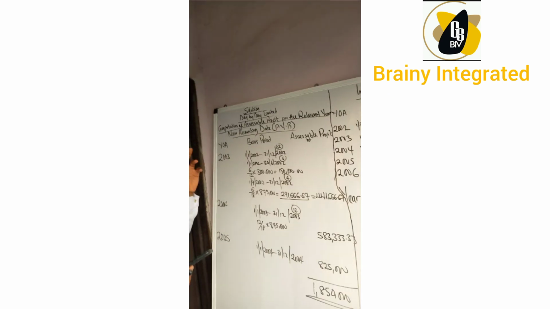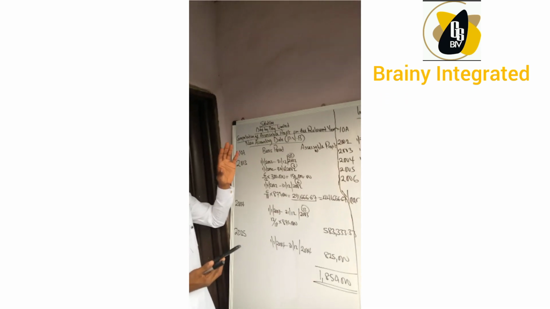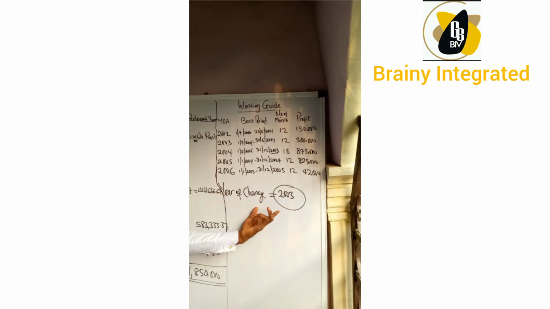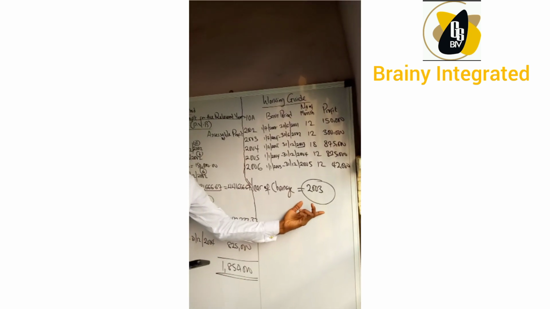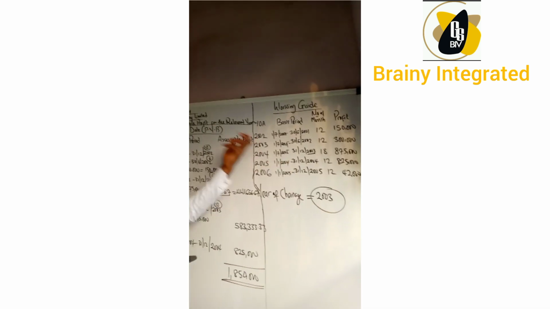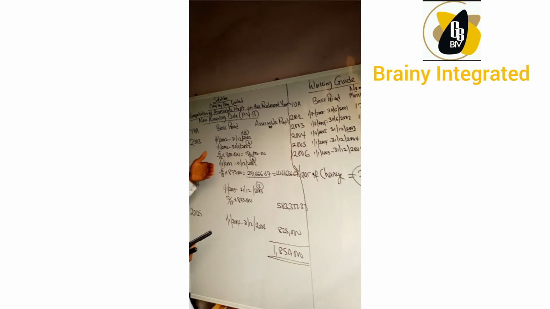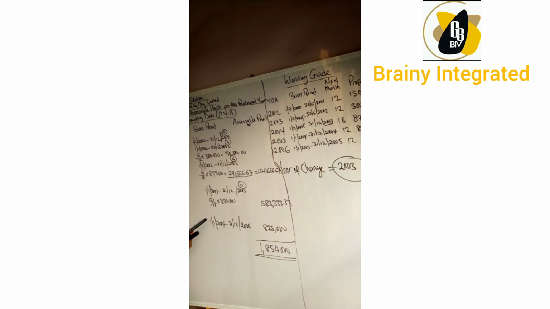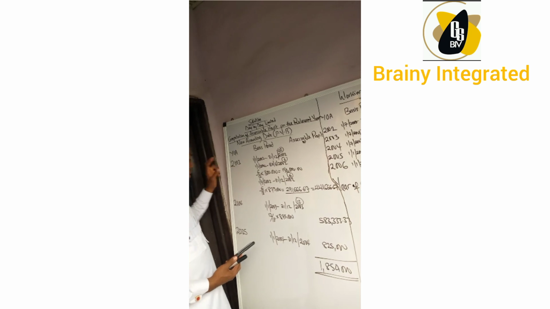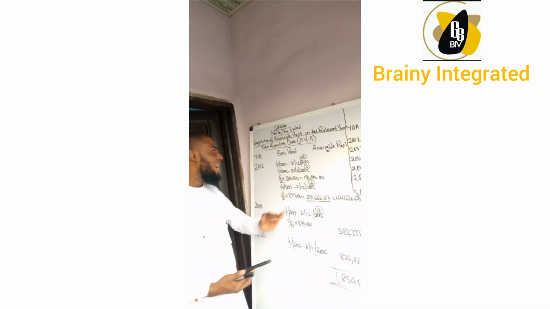Okay, so let me just summarize what we did again. The first thing is we prepared our working guide, which is this. The next thing is we identified our year of change, which is 2003, after which we used the year of change to prepare or compute the assessable profit for the old accounting dates. When we computed it for the first year of assessment, we computed for 2 subsequent years, 2003, 2004, and 2005. We did that for the old accounting date, and we did that for the new accounting date.